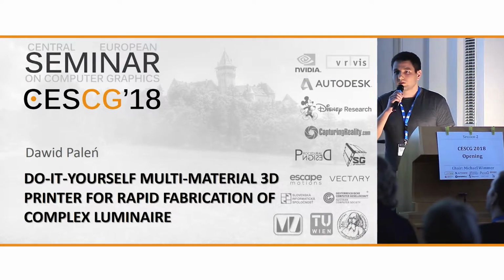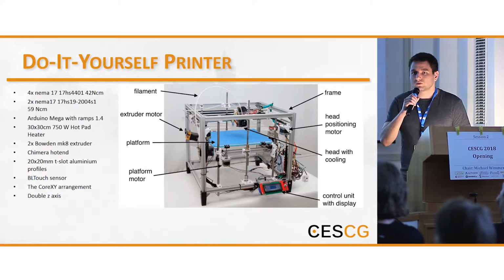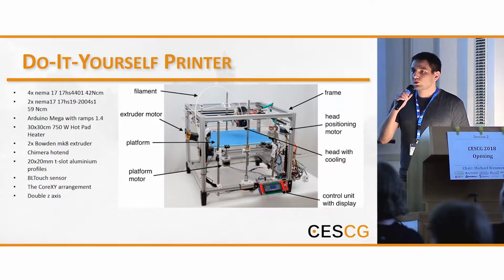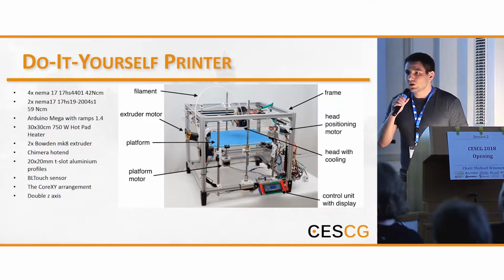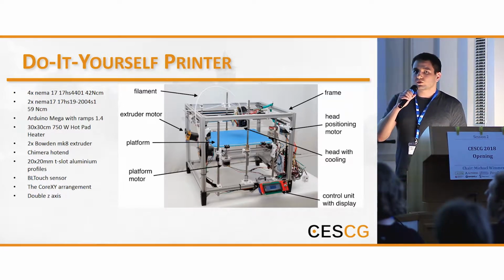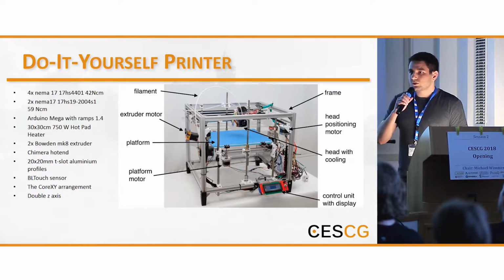My name is David Paleń. I'm from West Pomerania University of Technology in Szczecin from Poland. We built multi-material 3D printer which has two separated nozzles, so we can use PLA filament to print actual 3D object and PVA filament to print support that can be rinsed with water. If you want to know how to build 3D printers, please come to my talk.